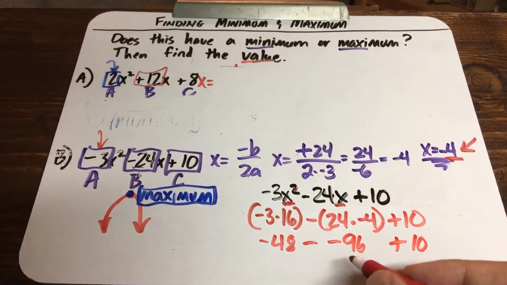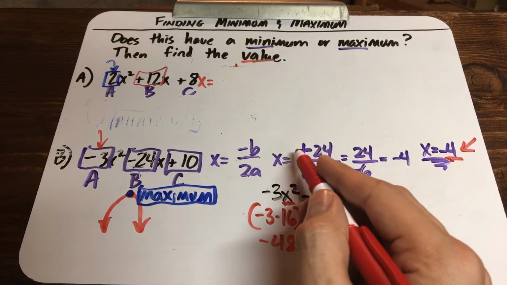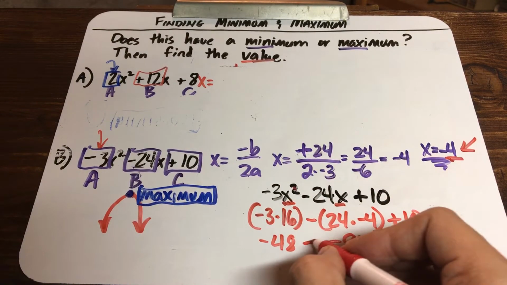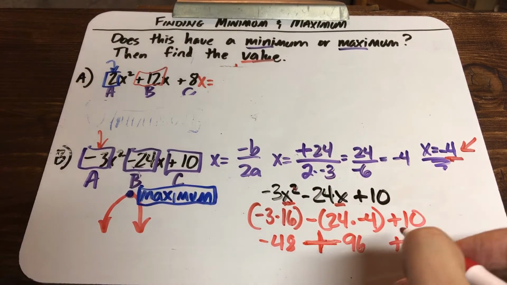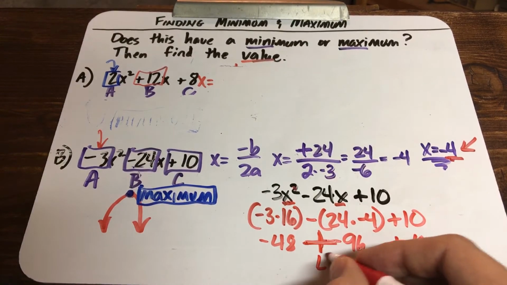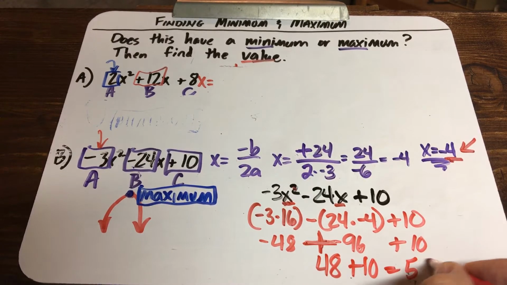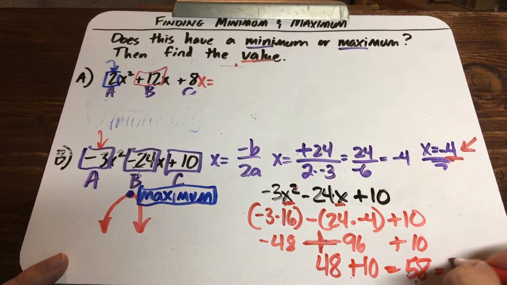So this really bothers me when we have minus. Go once again, just like up here when we had negative and negative, you can make negative and negative into a positive. So that's really just like one big plus sign. So we have negative 48 plus 96. I believe that is 48. 48 plus 10 equals 58. So there it is. My maximum value is 58.